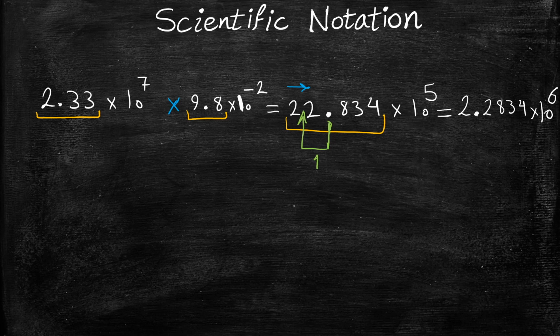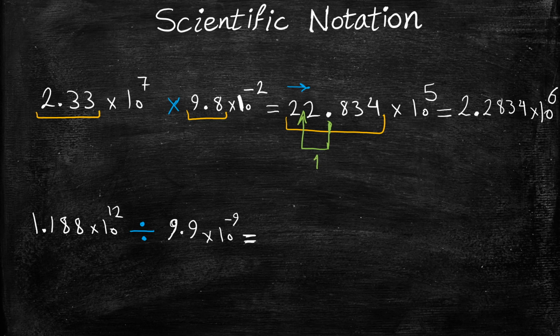Very easy. Now let's see one division. Look at this number. 1.188 multiplied by 10 to the power of, for example, 12. We want to divide this by 9.9, for example, 9.9 times 10 to the power of negative 9. How about that? Let's see how division is done using scientific notation. It's somewhat similar to multiplication.